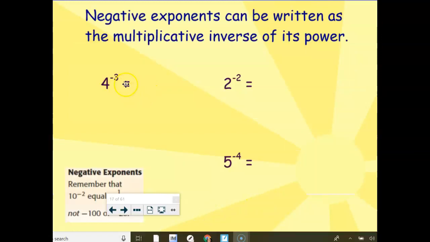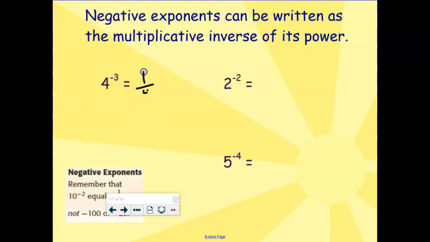All right, so a couple more examples. 4 to the negative third is really the same as 1 over 4 to the third, and we can just leave it like that. 2 to the negative 2 is really the same as 1 over 2 squared. We could go farther if we wanted to and write it as 1 to the fourth, but really this right here is fine. Just understand that it's the same. And 5 to the negative fourth is the same as 1 over 5 to the fourth power.